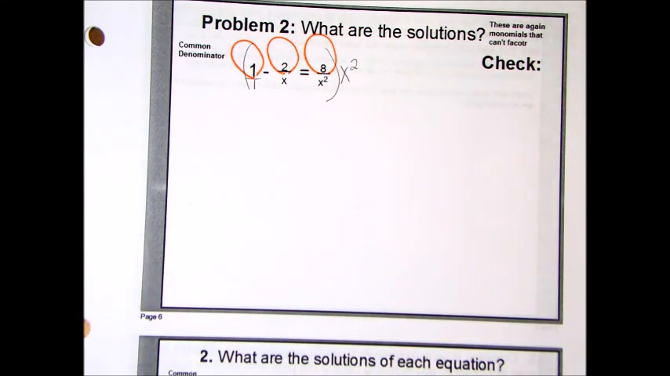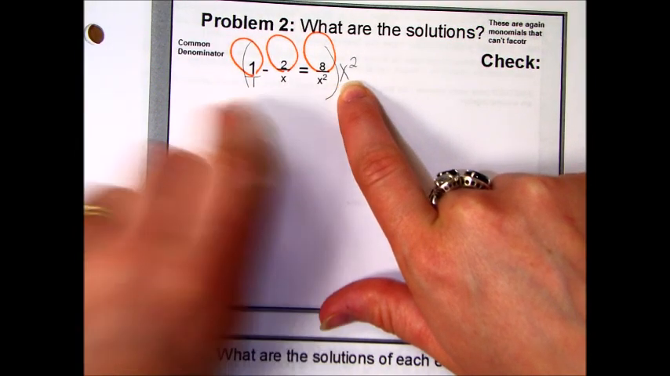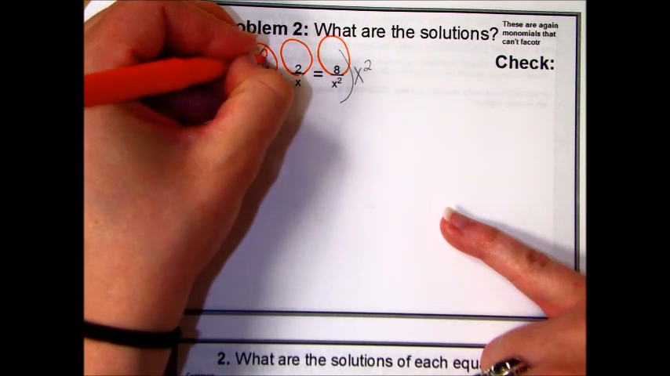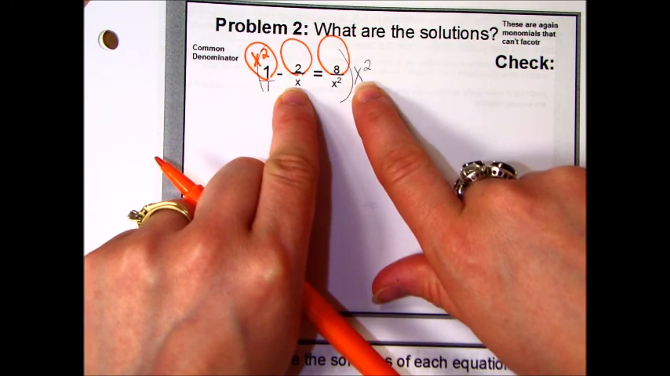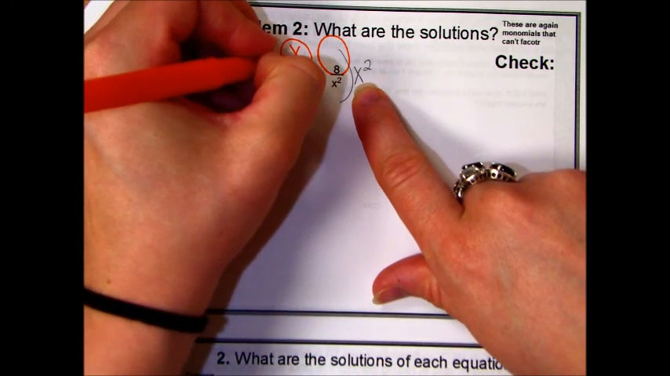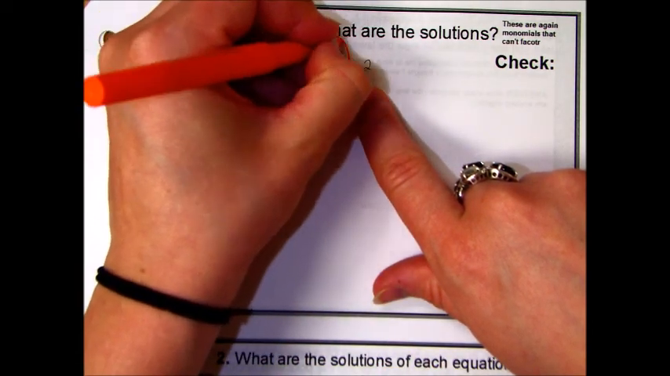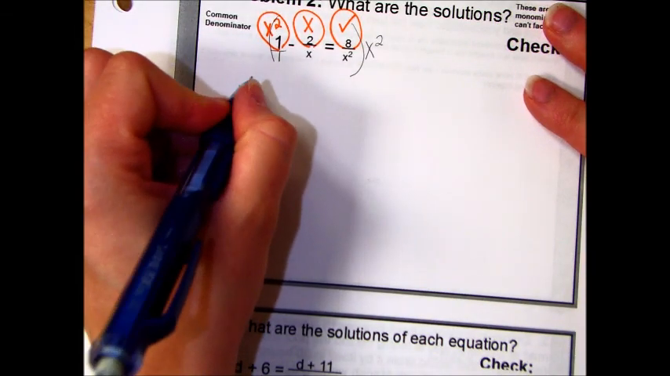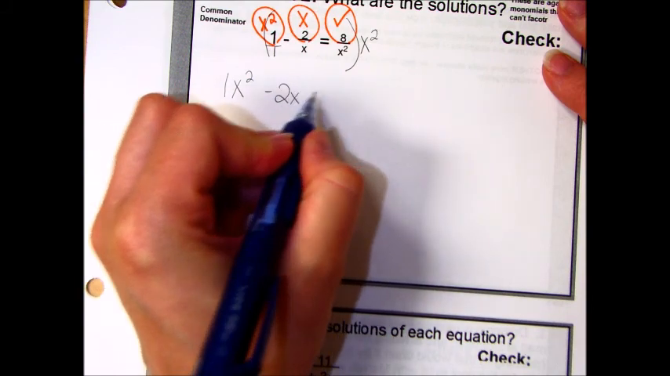Alright, here we go. My left hand to my right hand is missing an x squared. I guess I was using my orange marker there. Okay, my left hand to my right hand is missing an x. And my left hand to my right hand again isn't missing a darn thing. It's good. Give it a little check mark. Multiply. That makes 1x squared minus 2x equals 8.